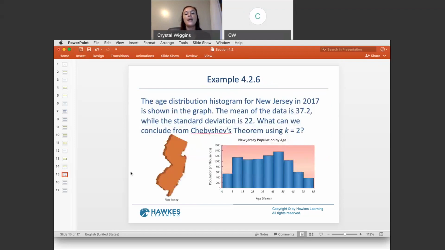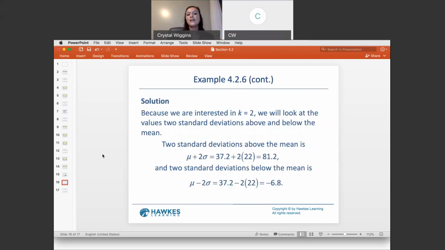So for example, the age distribution histogram for New Jersey in 2017 is shown in the graph. The mean of the data is 37.2, while the standard deviation is 22. What can we conclude from Chebyshev's theorem using k equals 2? So because we are interested in 2 standard deviations, we will look at the values 2 standard deviations above and below the mean. So we're going to take our mean and add 2 standard deviations. So we have 37.2 plus 2 times 22, which gives us 81.2.